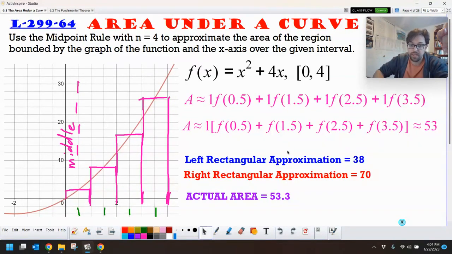If we did the left-hand rectangular approximation, we'd end up with an area of 38 because all of our rectangles would be below our curve. If we did a right-hand rectangular approximation, everything would be above our curve. And you can see that these numbers are wildly different from our 53. If we were to find the actual area underneath it, we find its actual area is 53, which is between these two and very, very close to our midpoint approximation. So our midpoint approximation is way more accurate than the left or the right.